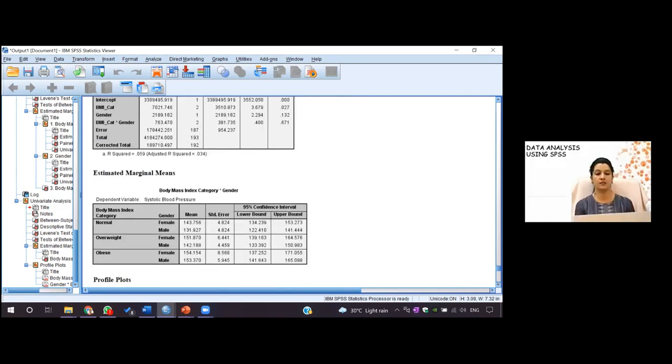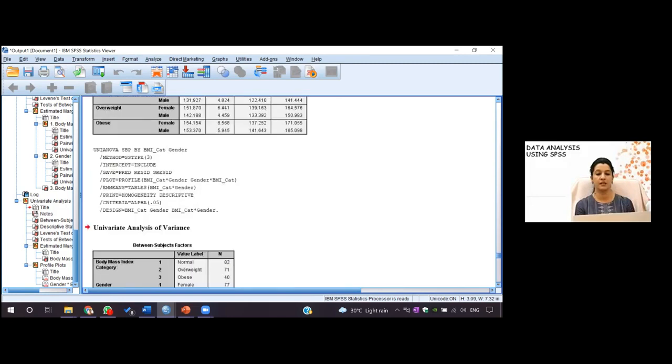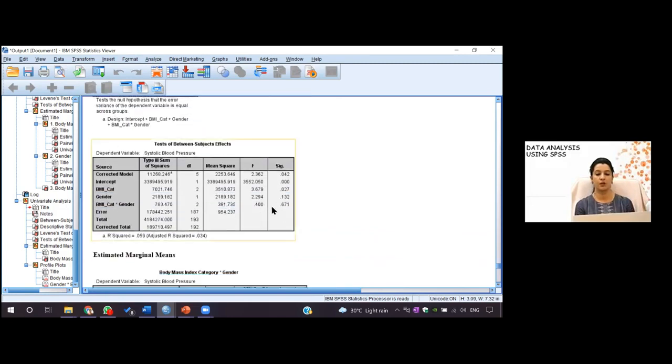So this says that there is not a significant interaction. That's why we will report the main effect. We will not take the simple main effect. Now, whether the interaction is present or not, we will go for the assumption check.